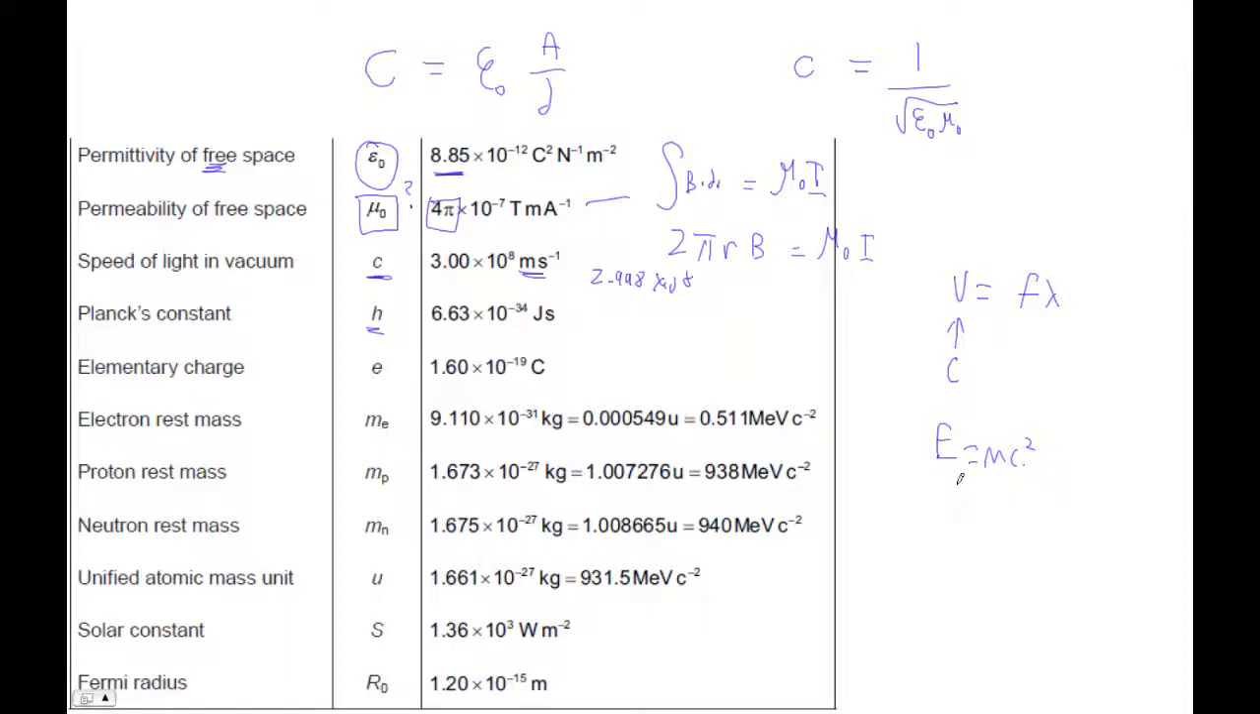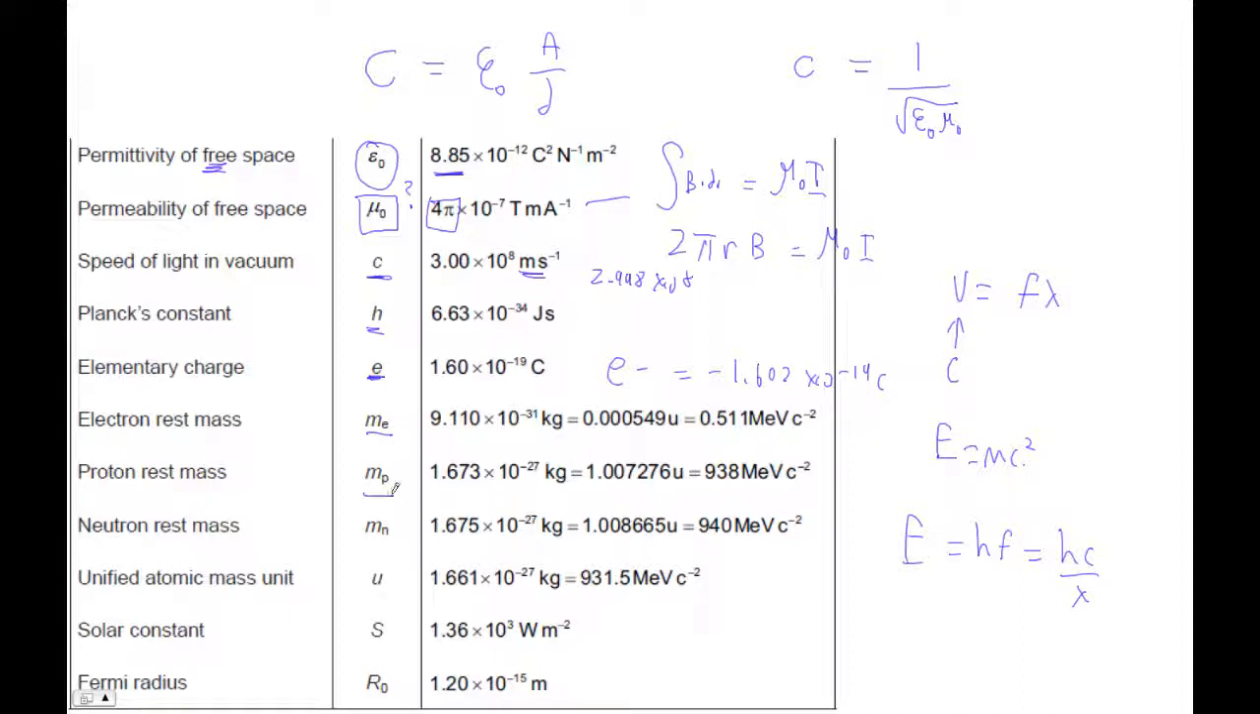Use the speed of light for finding the energy of something, because the energy is hf, which is hc over lambda. Anyway, there it is. This is the elementary charge. This is the charge on an electron or a proton. Notice they give it to you as a positive number. An electron has a charge of negative 1.602 times 10 to the minus 19th coulombs, and a proton would be positive that.